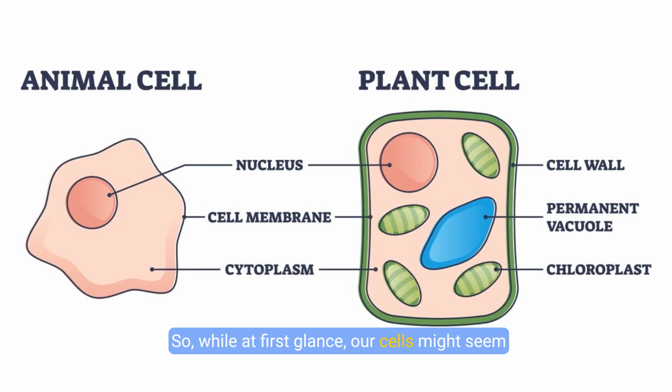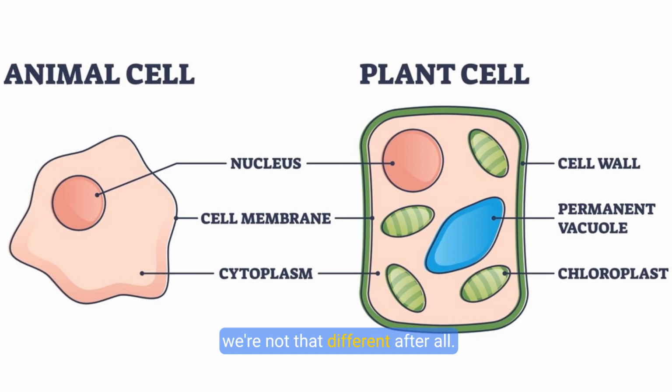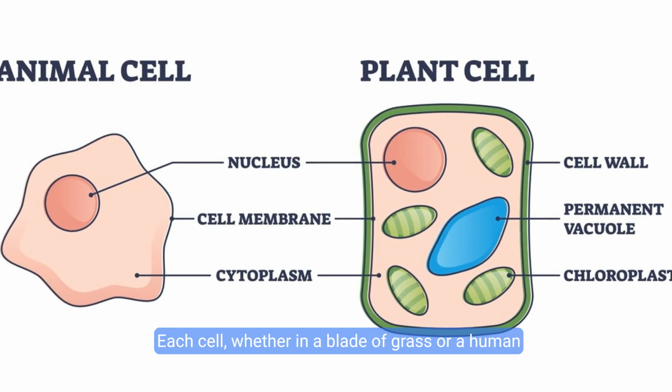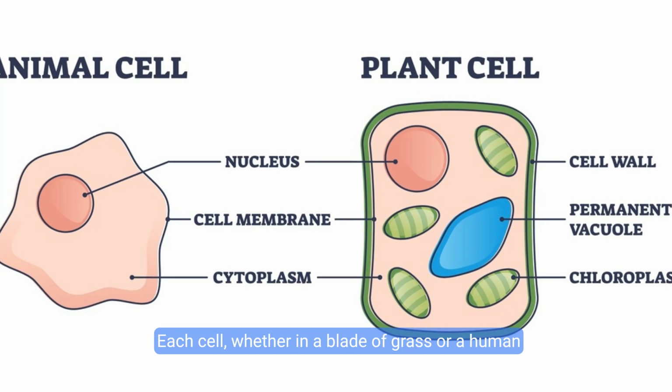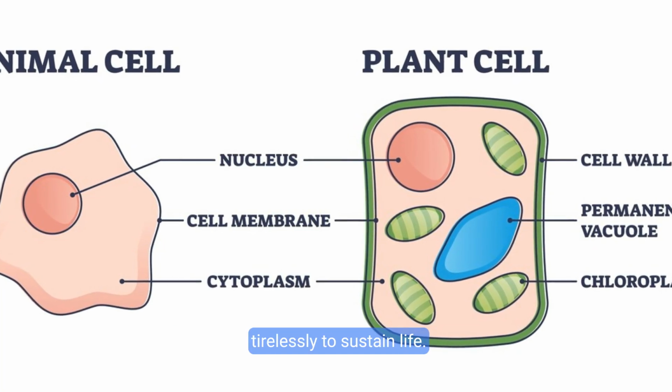So, while at first glance our cells might seem worlds apart from a plant's, on a closer look, we're not that different after all. Each cell, whether in a blade of grass or a human being, is a marvel of nature's design, working tirelessly to sustain life.